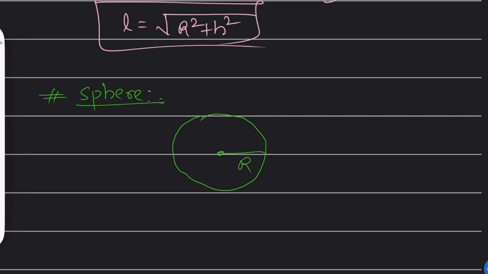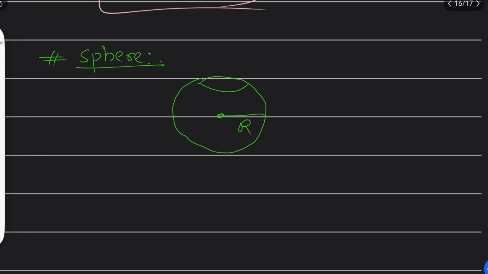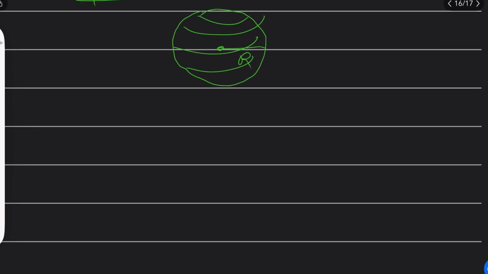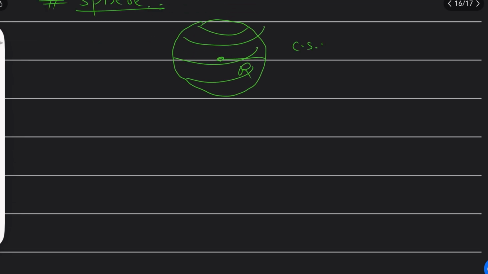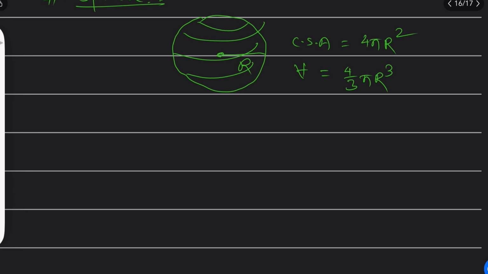If r is the radius of this sphere, what is the curved surface area of this sphere? That is equal to 4 pi r square, which means the entire surface area is curved surface area. You can say total surface area also. Curved surface area and total surface area for the sphere are the same. The volume of the sphere is equal to 4 by 3 pi r cube. This is the volume of the sphere, right.